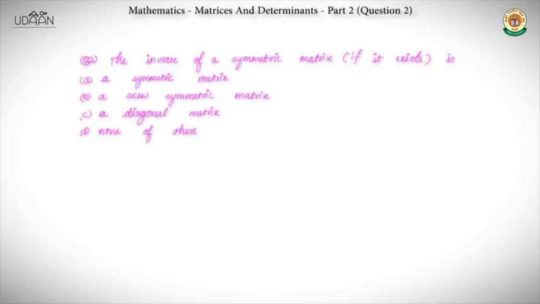Alright, so we have question 2 here, which says the inverse of a symmetric matrix, if it exists, is: the options are a symmetric matrix, a skew symmetric matrix, a diagonal matrix, or none of these. Alright, so what should we do in this question? Let's start with a matrix which is a symmetrical one. So let A be the symmetric matrix we are taking.